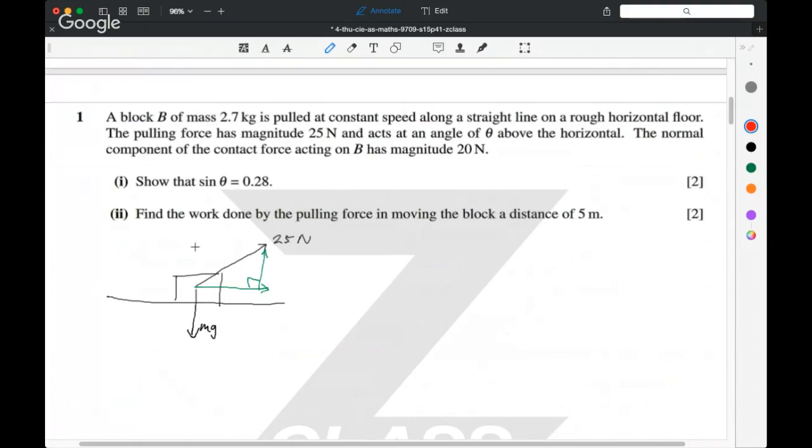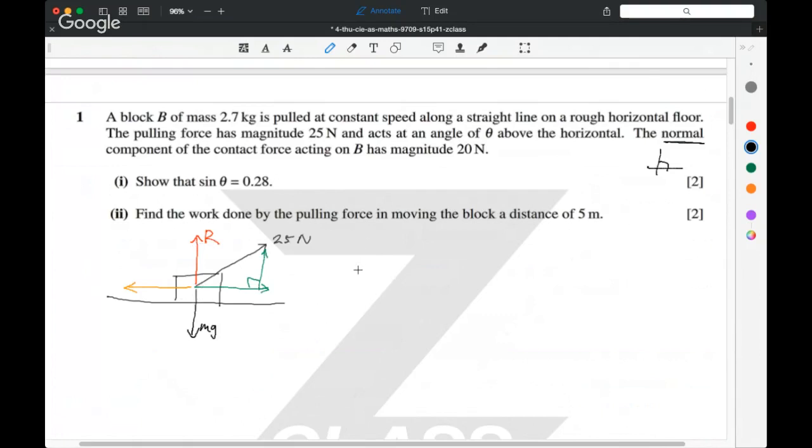And there's going to be some reaction force here. And there is going to be a force of friction opposing the motion. So they're asking us for the normal component of the contact force acting on B. Normal always means perpendicular. So they're asking basically for the perpendicular force, which is R, acting on B.